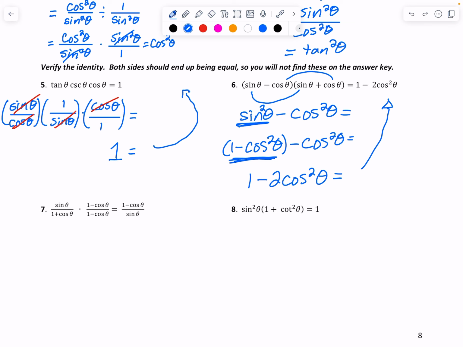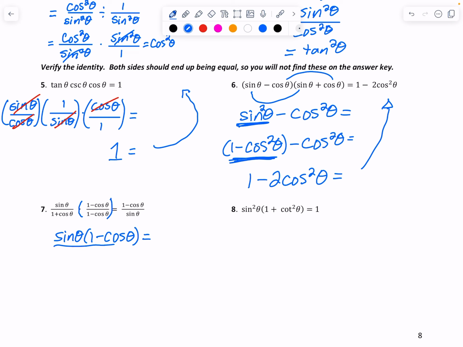Okay, number 7. They got this one started for me, so we'll use it. Usually they would cover this up. That's what they would want you to prove. But we're going to start by, I see the 1 plus cosine, and I would start by multiplying both top and bottom by 1 minus cosine. So I got sine theta times 1 minus cosine theta.